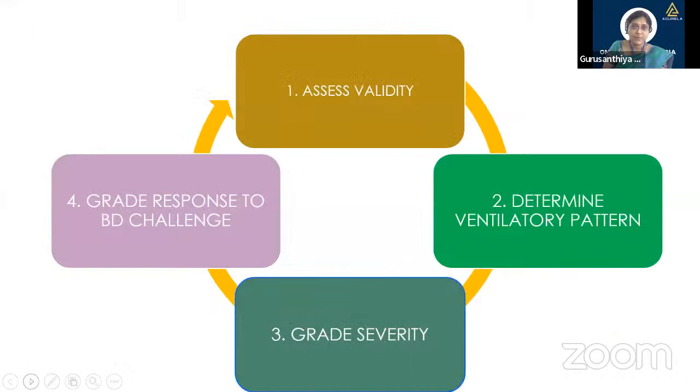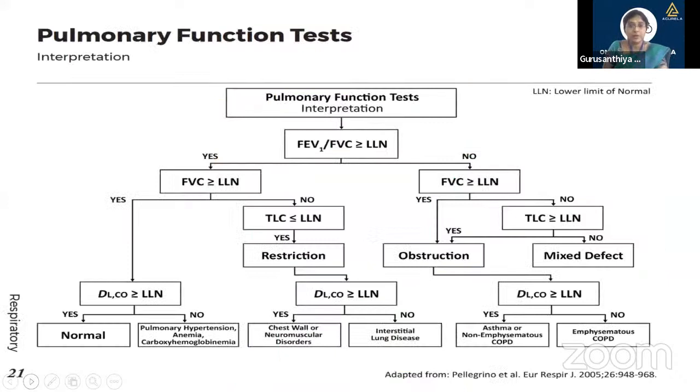So in the interpretation of spirometry, you have to assess the validity, determine the ventilatory pattern, grade the severity, and grade the response to the bronchodilator. So in case of a pulmonary function test, how do we interpret? This forms the basis algorithm. So pulmonary function test. First of all, you see the FEV1 by FVC.